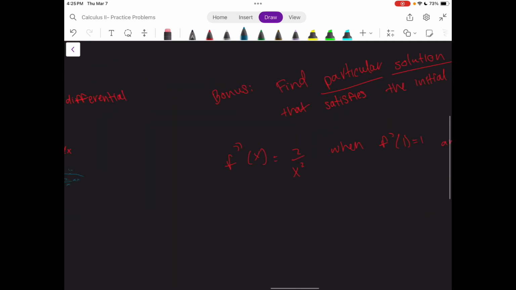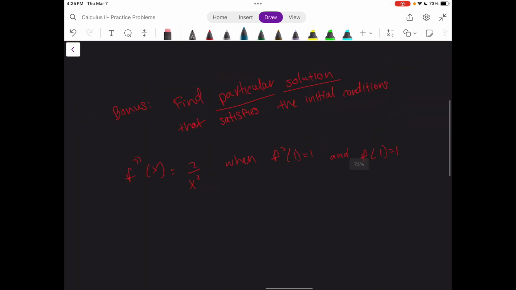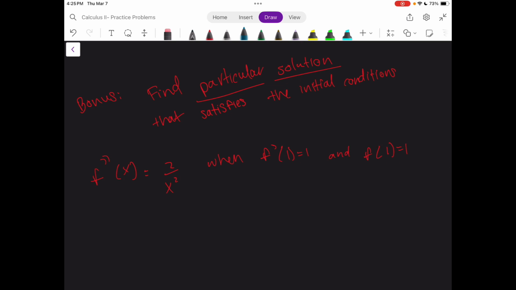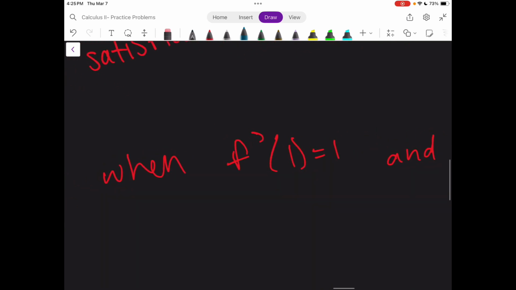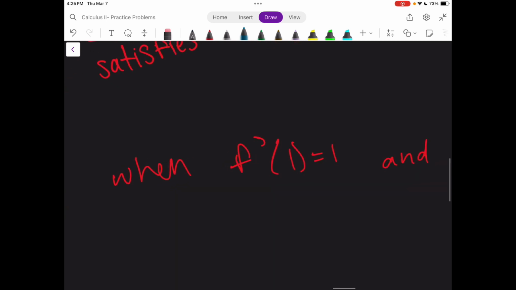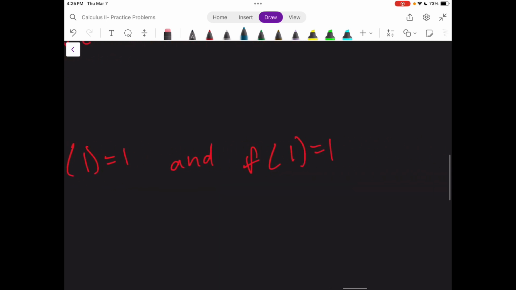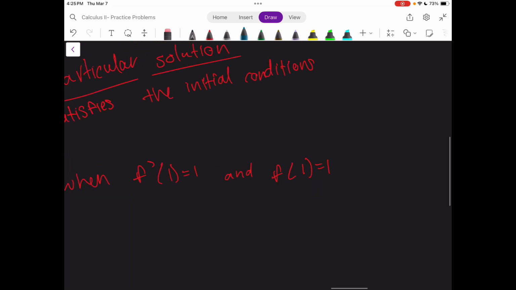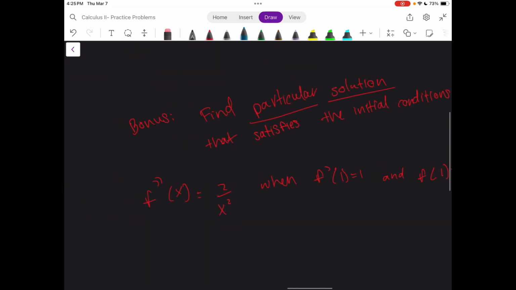Okay, now let's move on to something a bit harder. They give us some initial conditions, right? They tell you that f prime of 1 equals 1. Or, I'm sorry, when you plug 1 into the derivative, you're going to get 1, and when you plug 1 into the actual function, you're going to get 1. So that's going to allow us to solve for c.